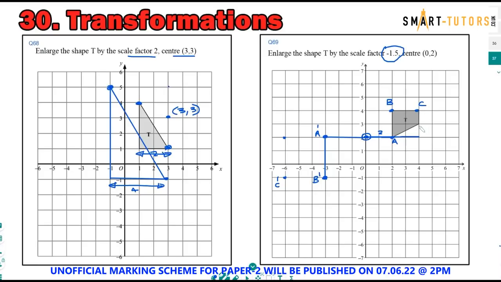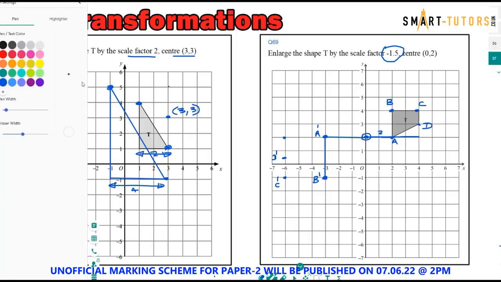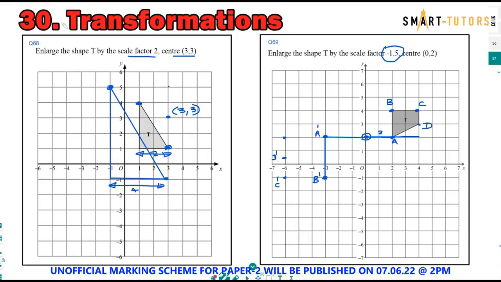So C to D is 1 down. So 1 times 1.5 is 1.5. So you need to go 1.5 up. This is the D dash, right? So D dash is this one. So I'm going to draw the object in a different color to make sure that it will stand out. So A to B, B to C, and C to D, and D to A. So the diagram is enlarged by 1.5, however, it's in the opposite direction, right?